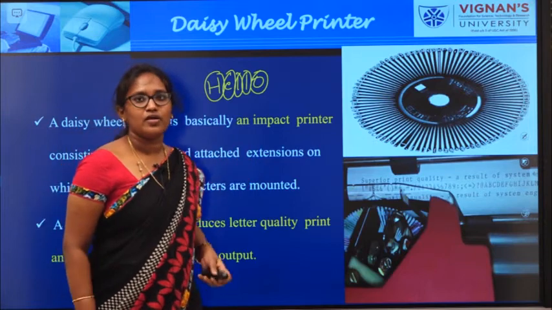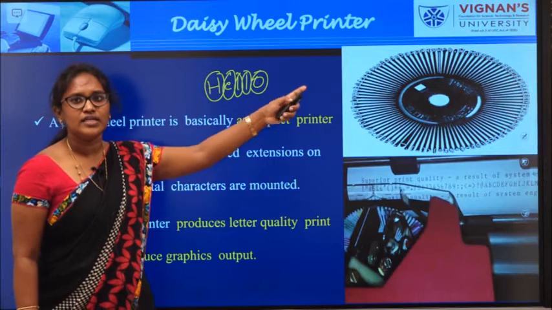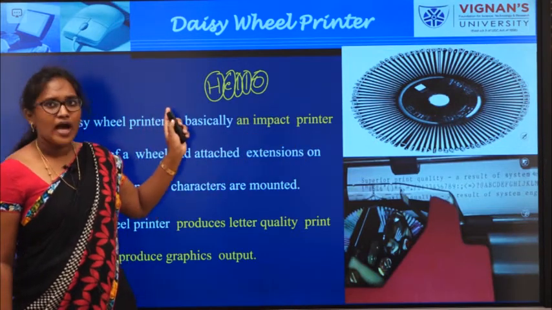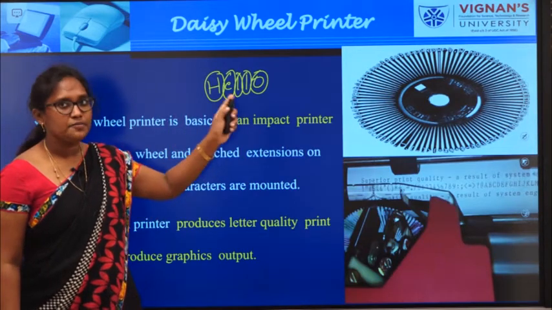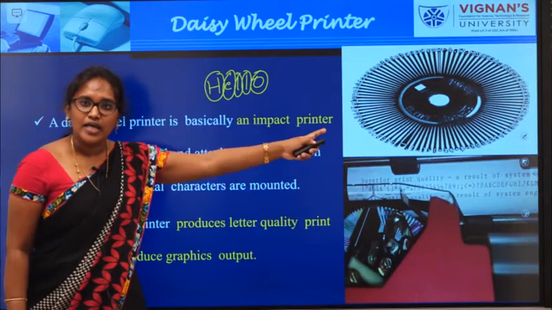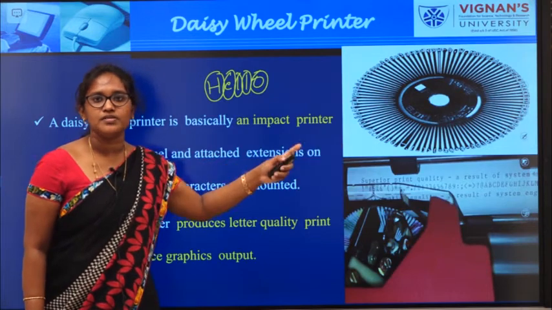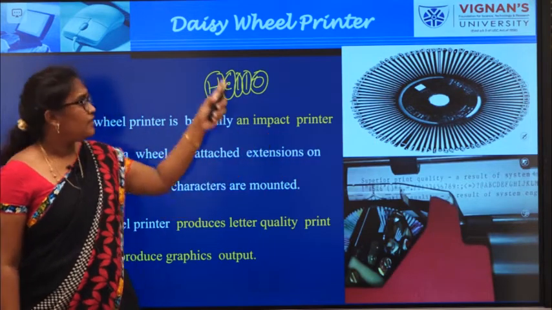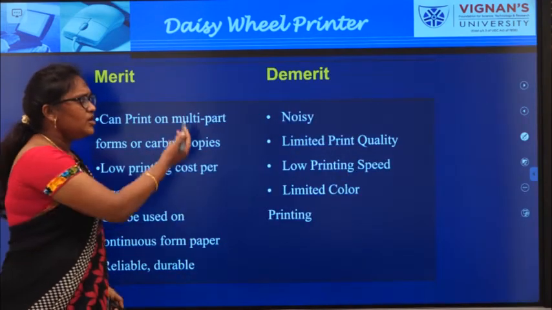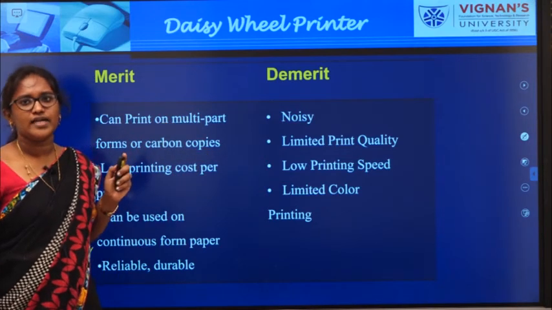Another drawback of this daisy wheel printer is that it will print only text type of data. For example, I want to take a printout, and on that printout I need to have this image. We cannot print graphics, or any kind of image, on the paper with the help of this printer. So these are the advantages and disadvantages of this printer.